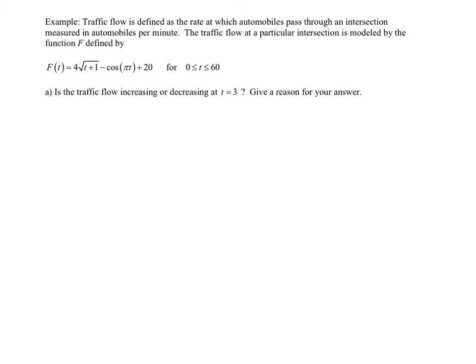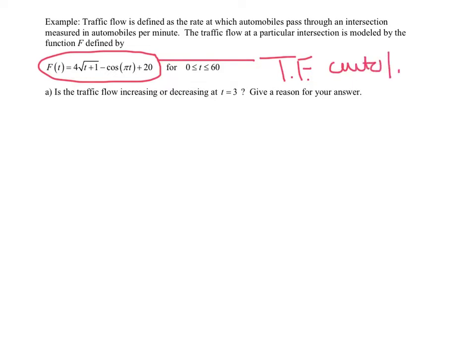All right, so let's apply this to some real world problems now, and this is actually an old AP question, something that you'll see a lot of pretty soon. Traffic flow is defined as the rate at which an automobile passes through an intersection measured in automobiles per minute. The traffic flow at a particular intersection is modeled by function f. All right, so I slow down and I really highlight things for myself, and I think you should do the same. I want to be clear that this represents traffic flow, and its units are automobiles per minute. All right, units are going to be a big deal, and make sure you know who you're talking about.